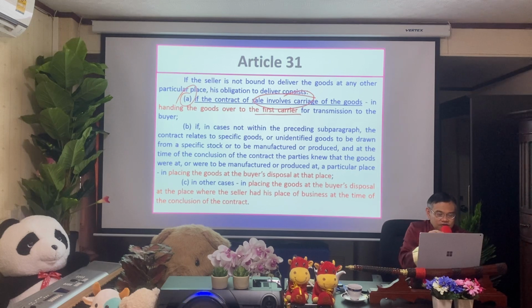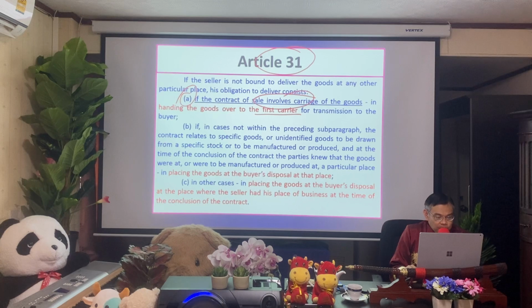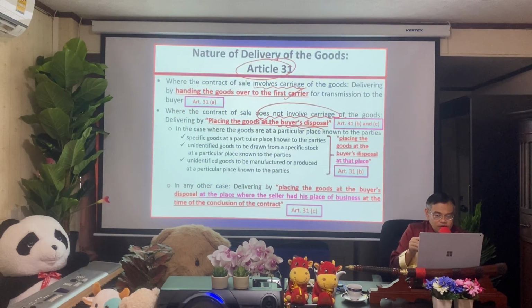According to Article 31, in this case the delivery will be made by placing the goods at the buyer's disposal. This is in Article 31(b) and 31(c).